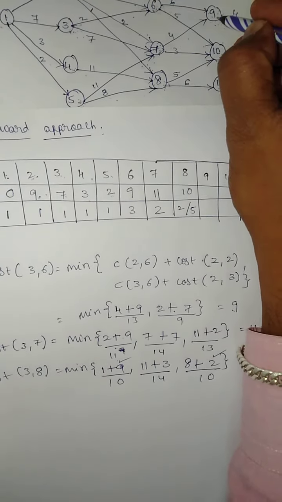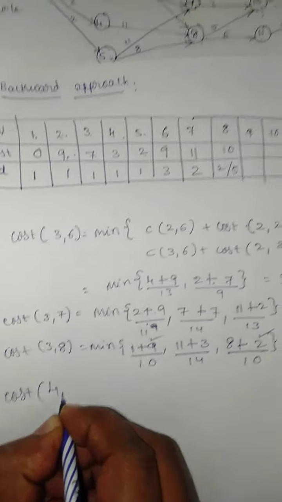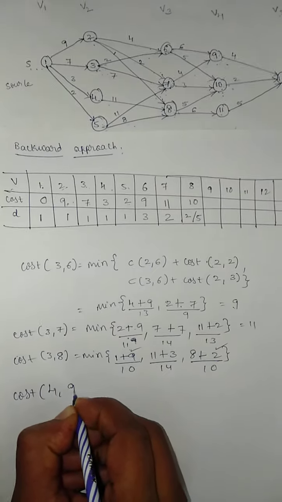Next, we shall go to the next stage 4. So cost of stage 4 vertex 9.